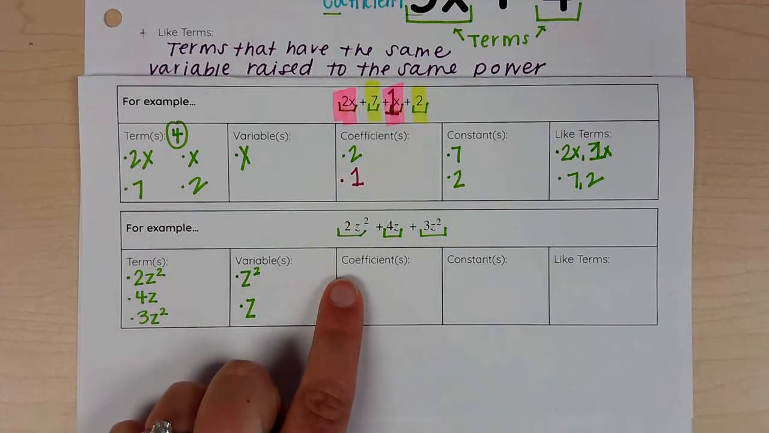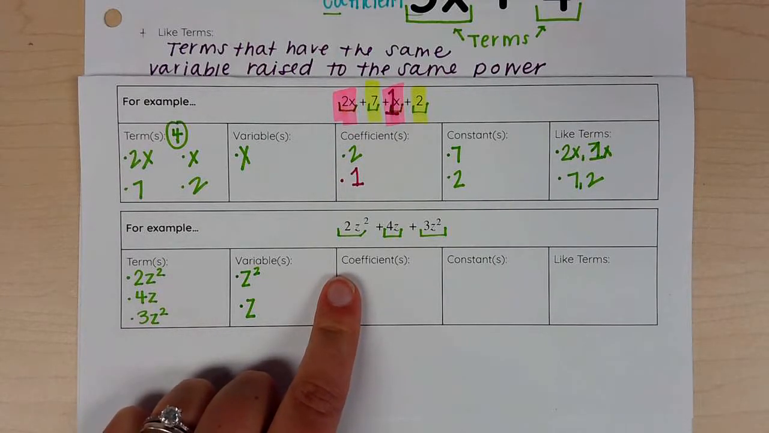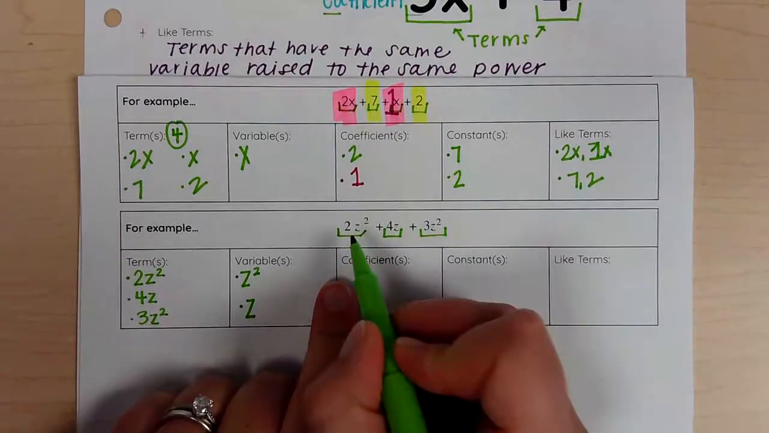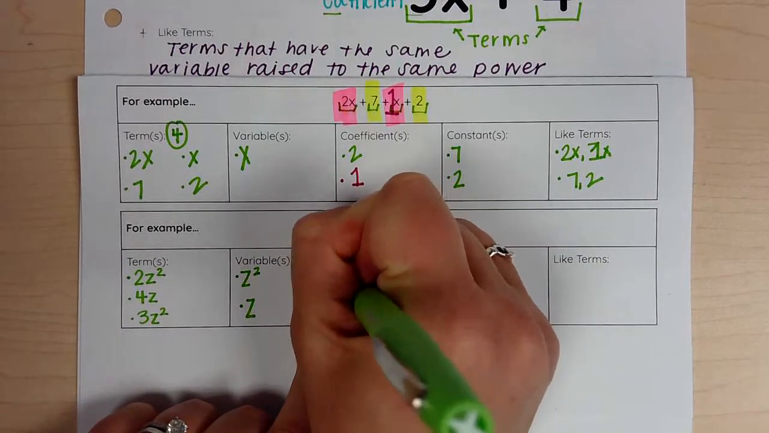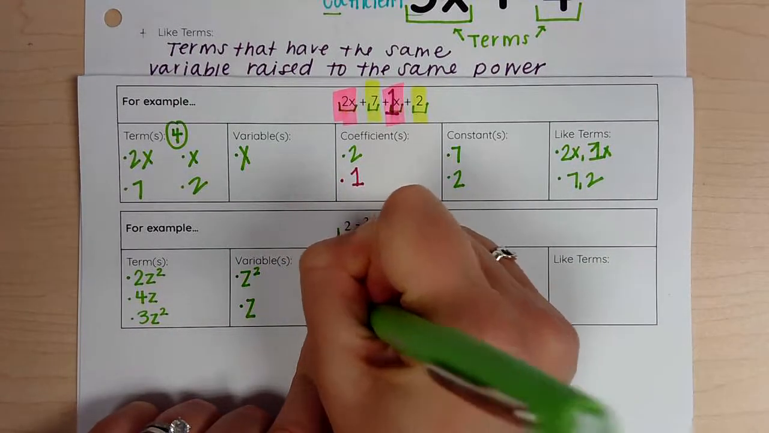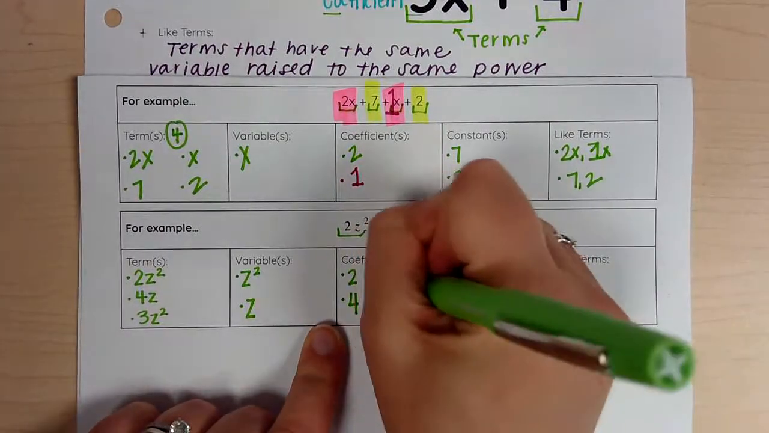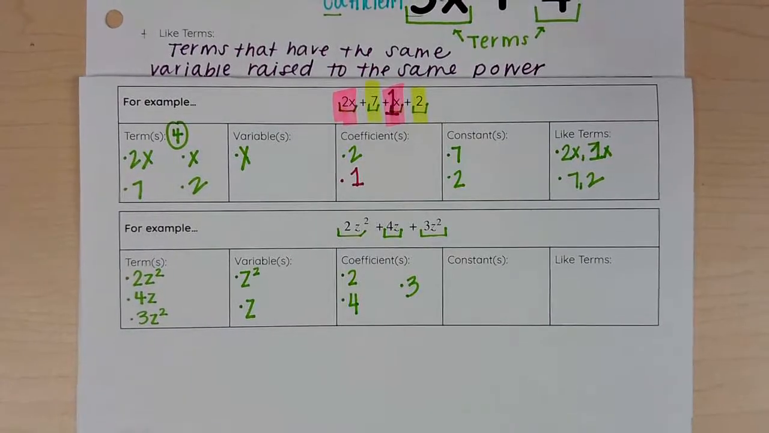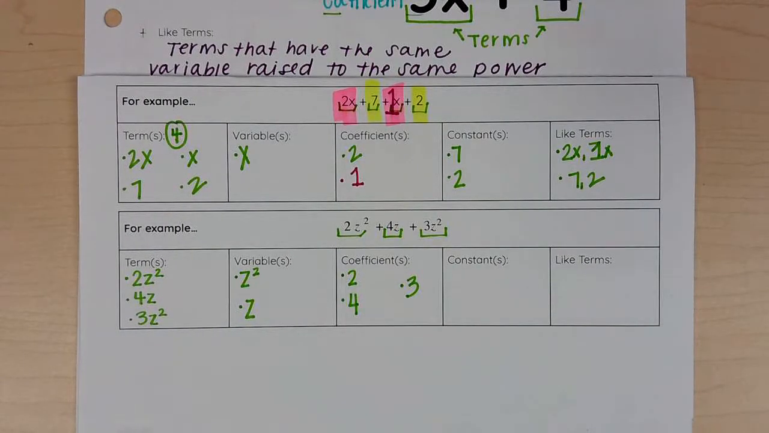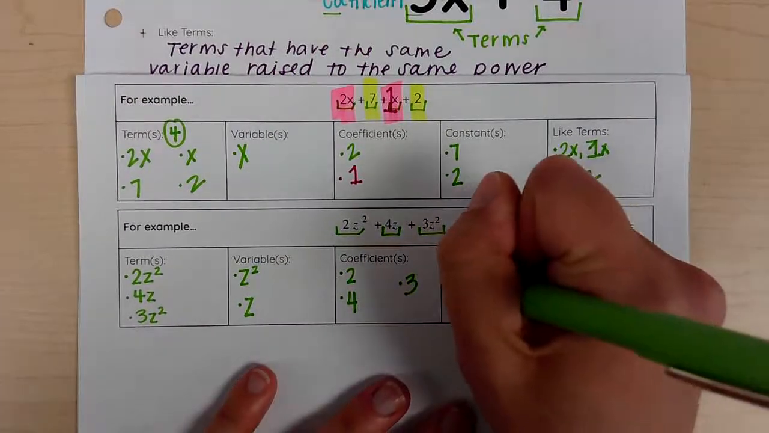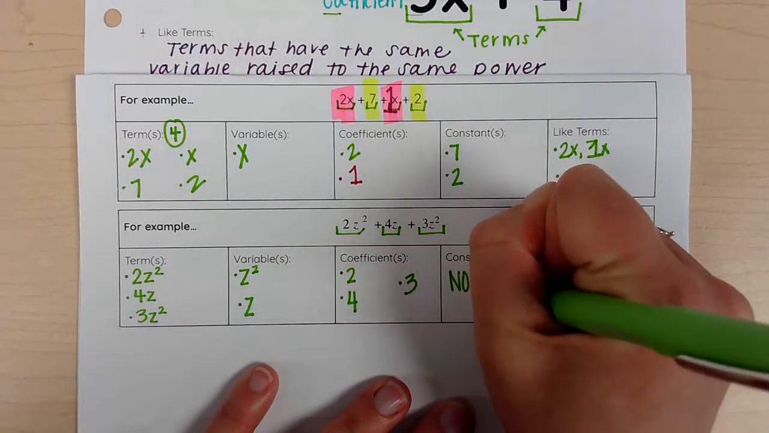Next, I've got my coefficients, my numbers that are attached to the front of my variable. Here I've got 2, 4, and 3. Constants. What are my constants here? Well, I have no number that's by itself, so I have none. No constants.